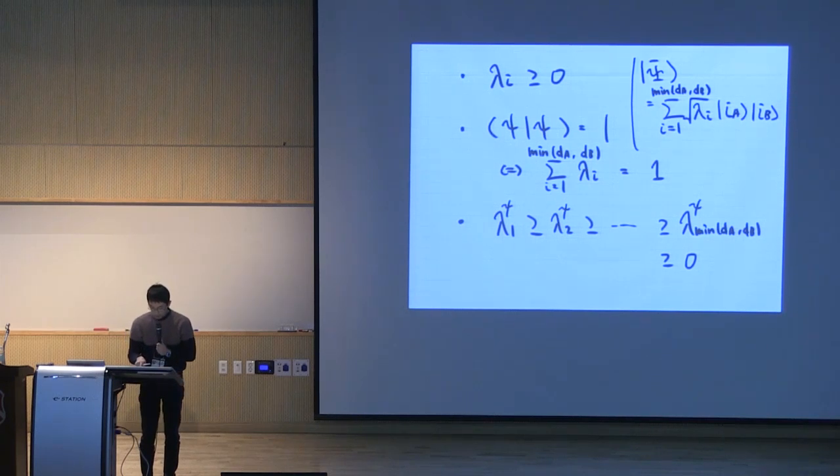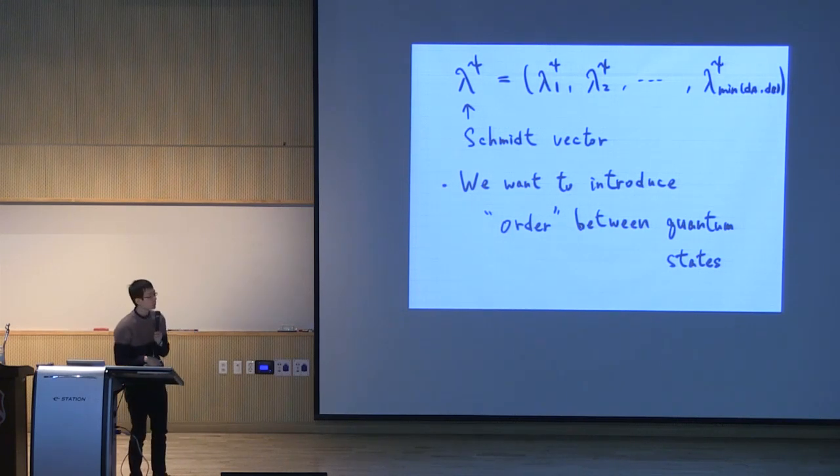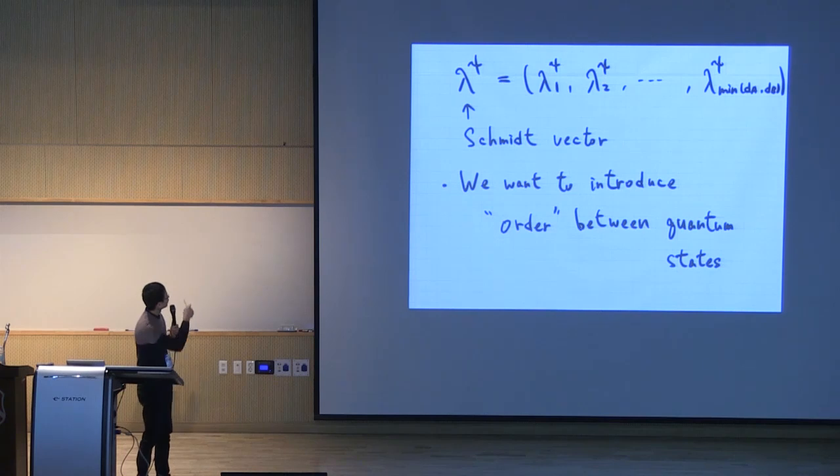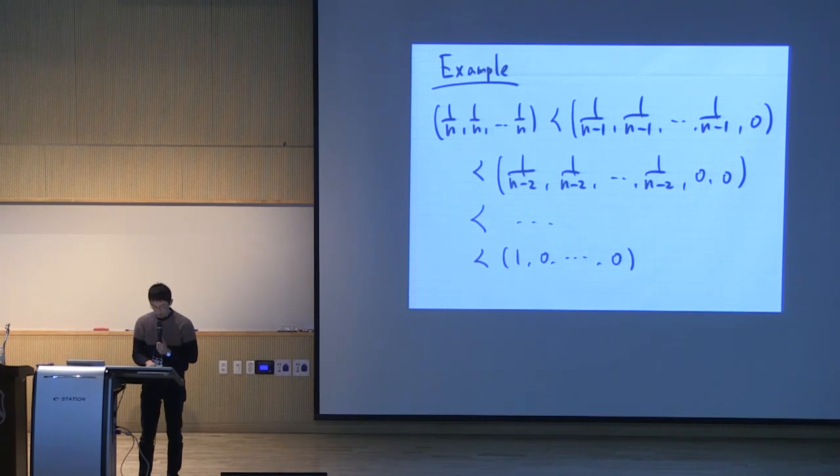And we basically order these Schmidt coefficients in descending order. And then now we can compare. So we can introduce an order between quantum states, using this Schmidt vector. And this is a partial order. And we have several examples here.